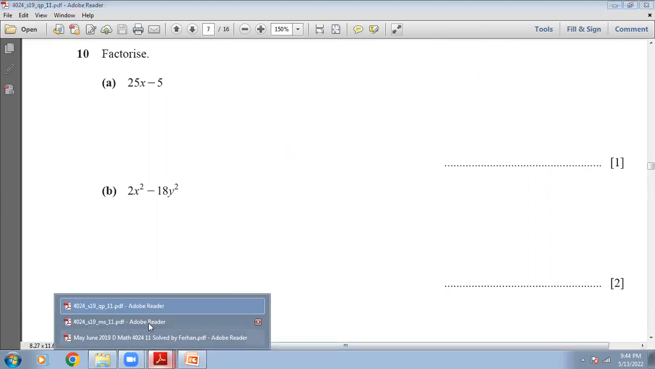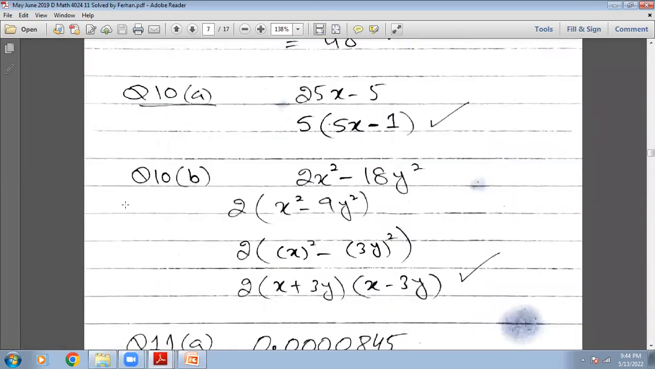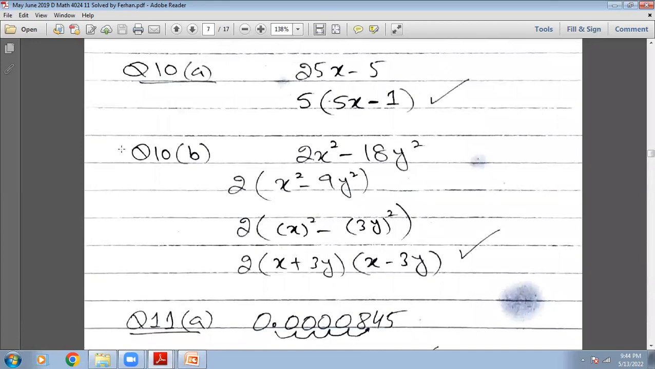So the 5 is common. When you take 5 common, 25x divided by 5 is 5x, minus 5 divided by 5 is 1. So 5 bracket 5x minus 1 bracket close is the right answer.